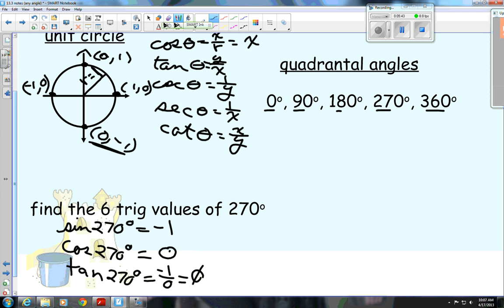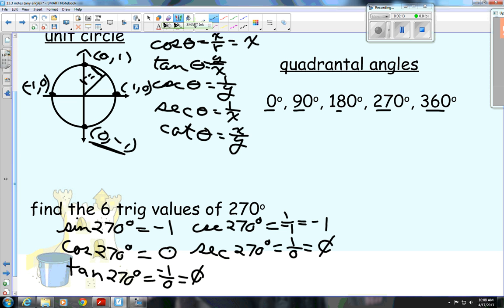Now, these other three are just the reciprocals of those. So let's go cosecant of 270 degrees. The reciprocal of negative 1 is 1 over negative 1, which is just negative 1. The secant of 270 degrees is 1 over the cosine, or 1 over x, so 1 over 0, which is undefined. And the cotangent of 270 degrees is, instead of negative 1 over 0, now 0 over negative 1.